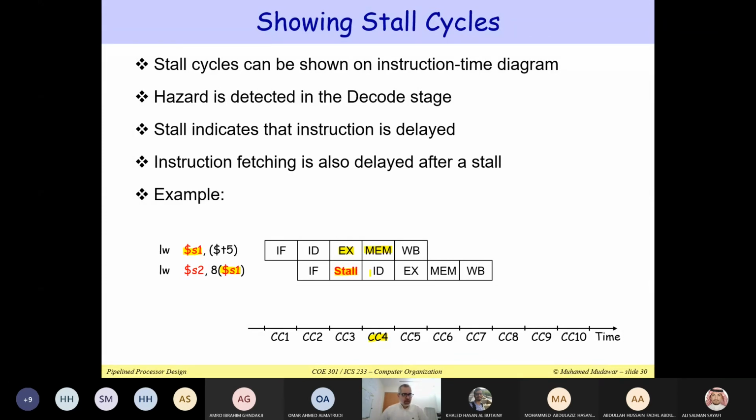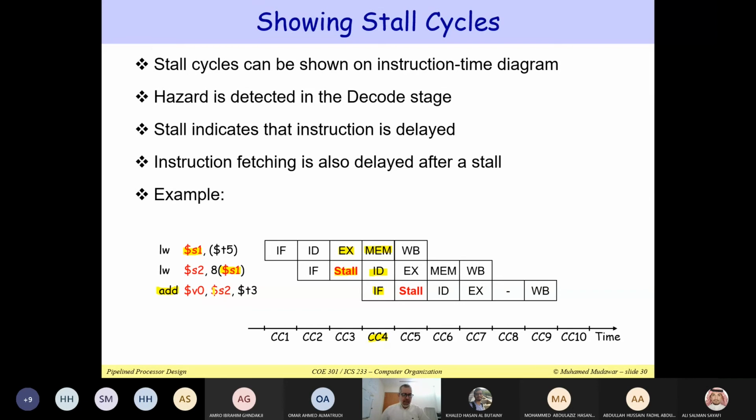So we stall, which means that the instruction is going to remain for another cycle in the decode stage. And we cannot fetch the next instruction until clock cycle number 4. We cannot fetch any instruction in clock cycle number 3. We freeze the program counter. We don't change it. So we wait here until clock cycle number 4 to fetch the add instruction. So this is how I look at the timing, from the timing point of view.